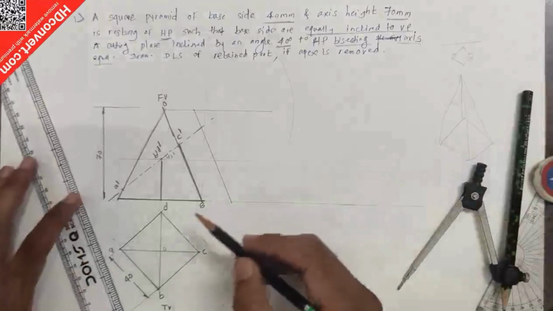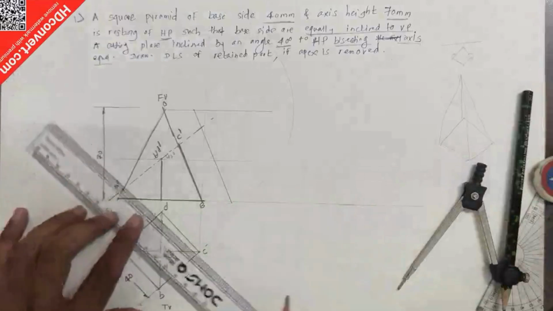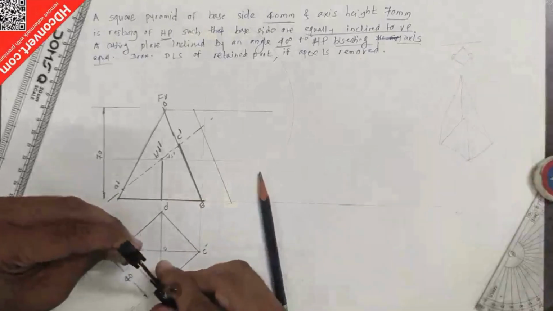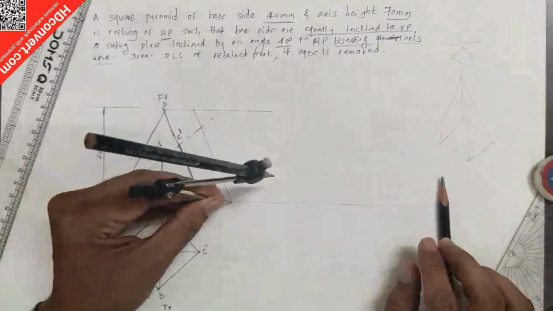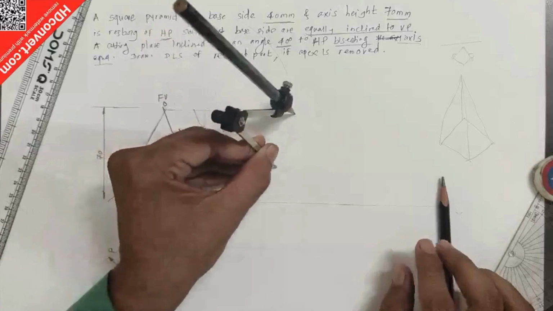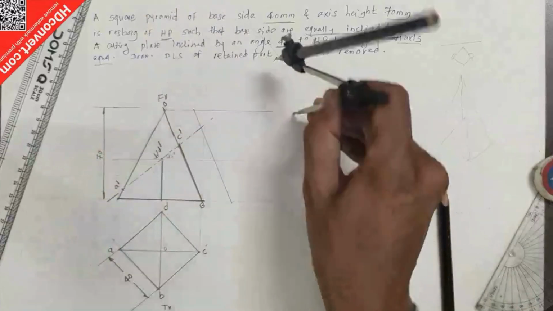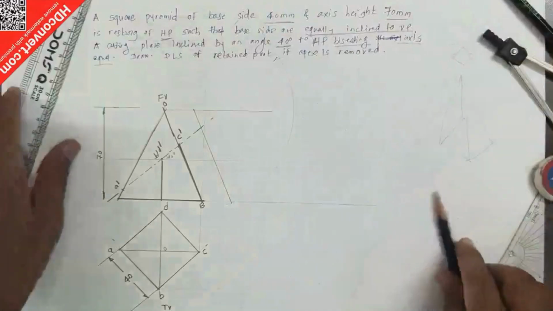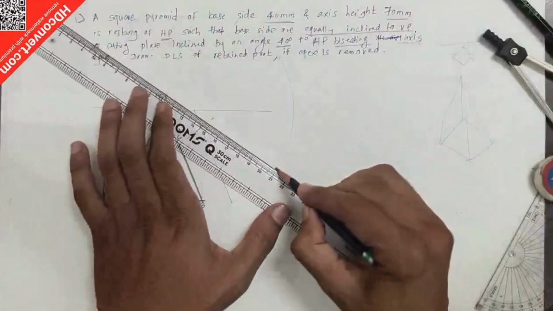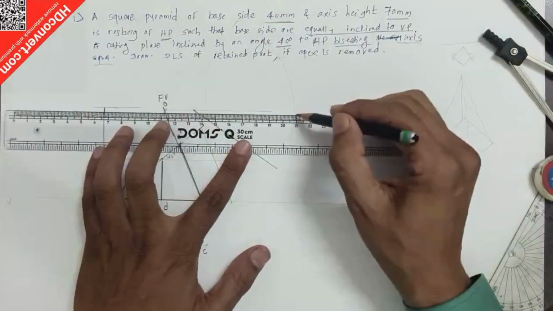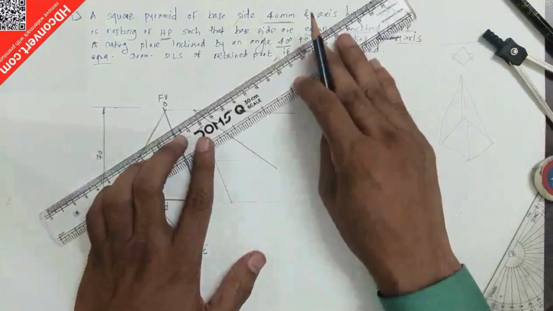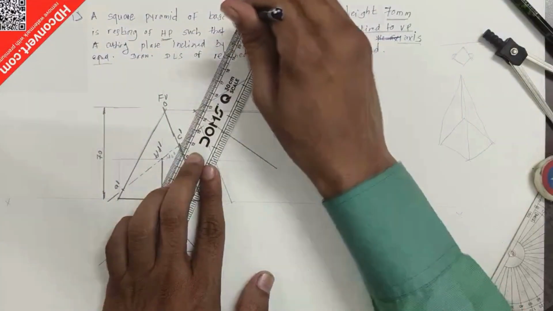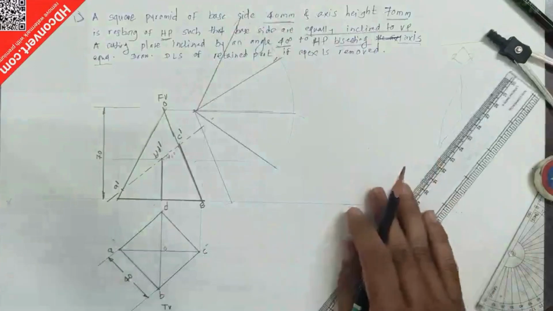What is the distance given? 40 mm. So I'll mark that 40 mm distance with the compass to draw the development: 1, 2, 3 and 4. Then I'll join all the points: 1, 2, 3 and 4. So that is the development.